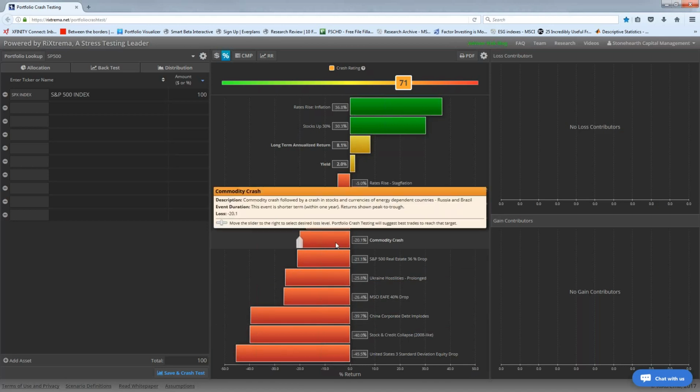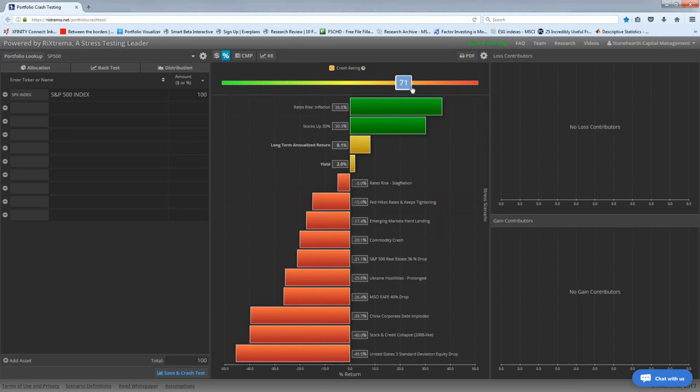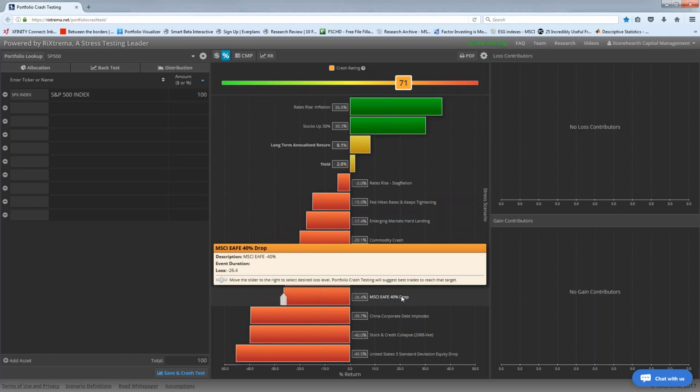If you look at other definitions like commodity crash, this portfolio could lose 20%. So this score of 71 directly relates to actual events that have happened and models out what could potentially happen in the future. It checks all the boxes. One, it's forward-looking. It's looking at what potentially could happen, not what has happened. It does use history as a guide, that's what we have to start with, but it really focuses on what potentially could happen.